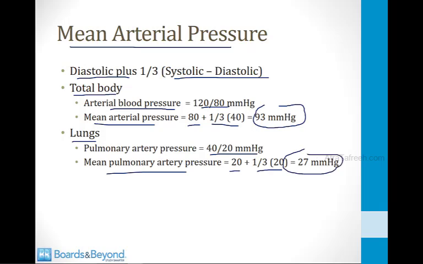So this is how you calculate a mean arterial pressure, and this is what you need to do to use the flow equation for the lungs or the body, because the pulmonary artery pressure and the systemic arterial pressure fluctuate a lot. You need a single number to plug into the flow equation.